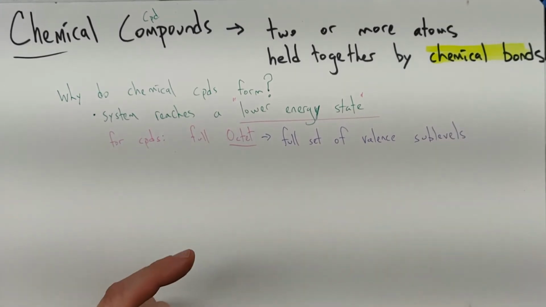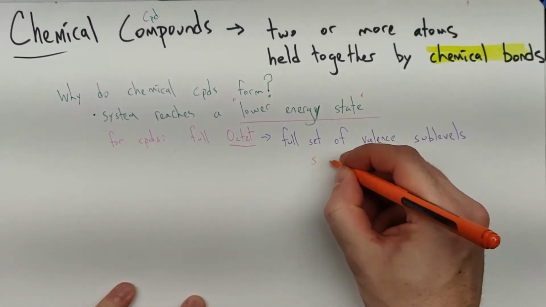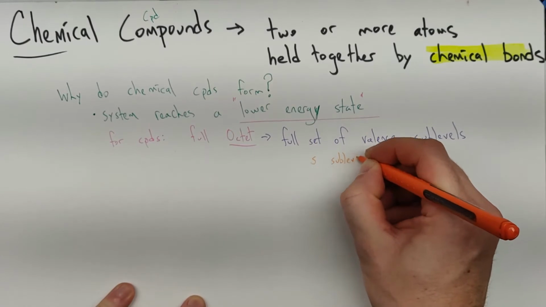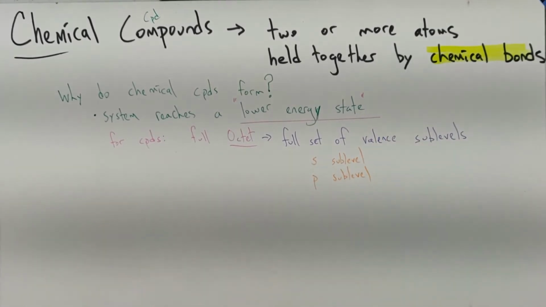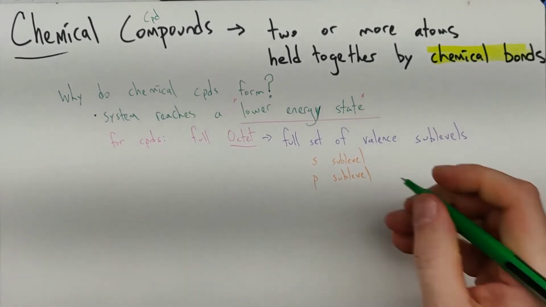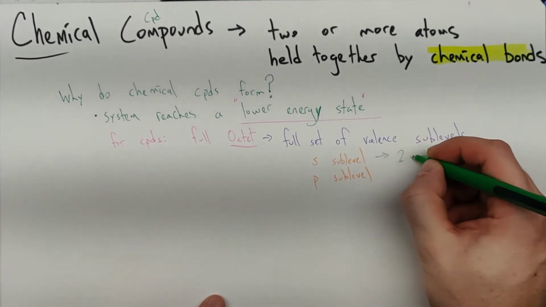And our valence sublevels, if you think back, are the S sublevel and the P sublevel. S, one orientation, one orbital, 2 possible electrons. So you've got 2 valence electrons.